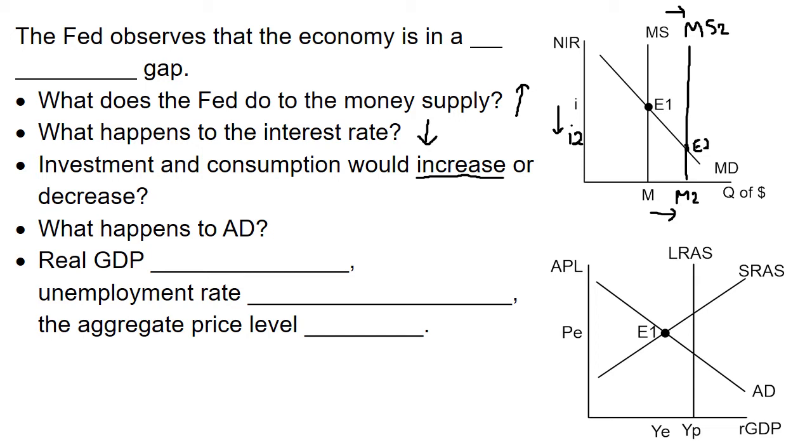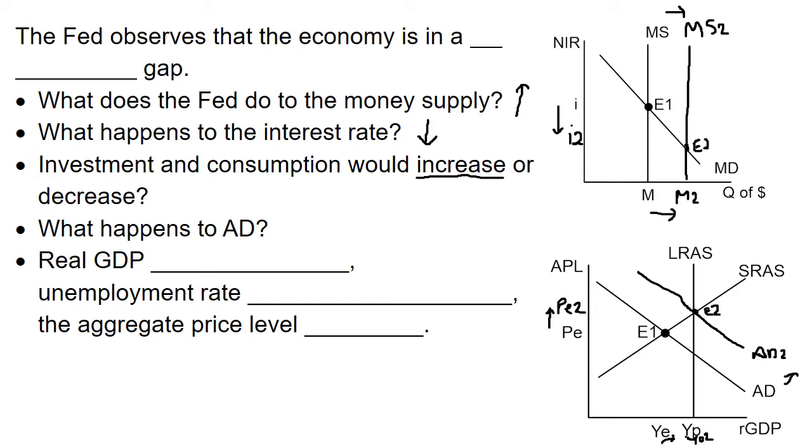If investment and consumer spending go up, AD will shift to the right. AD2, E2. I'm not sure if it'll show up there, but we want YE2 to be below YP because they're now lining up. And then PE2. So that's just practicing the shifting and the labels.